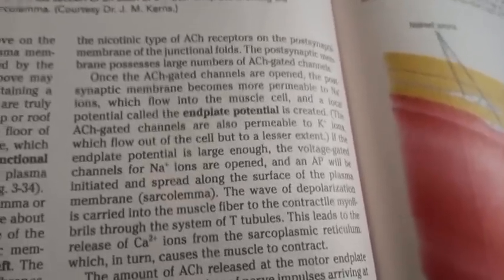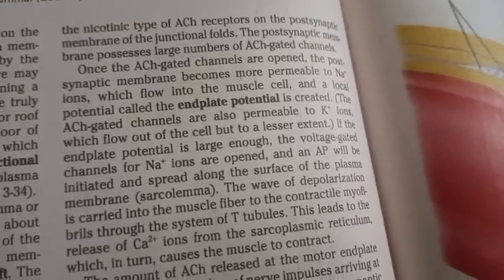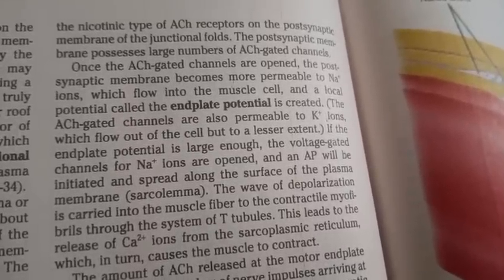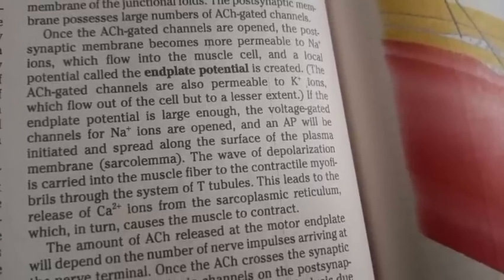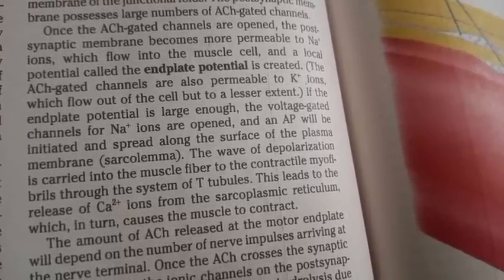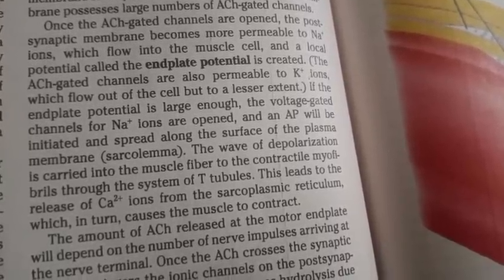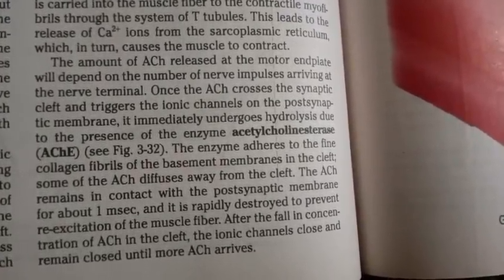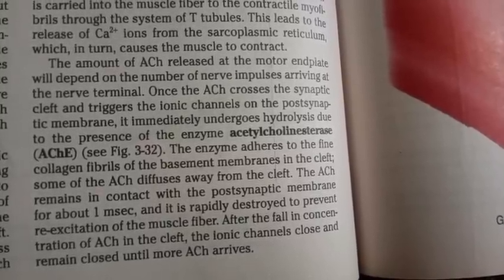Once the ACH-gated channels are opened, the postsynaptic membrane becomes more permeable, allowing ions to flow into the muscle cell, and a local potential called the end plate potential is created. The ACH-gated channels are also permeable. The amount of ACH released at the motor end plate will depend on the number of nerve impulses arriving at the nerve terminal.